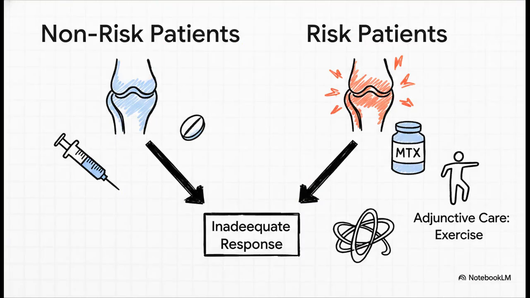The guideline mandates immediate patient stratification from the outset. For your non-risk patients, the initial therapy is an intra-articular steroid injection, with or without NSAIDs. However, for risk patients, you move directly to conventional synthetic DMARDs, and the guideline specifies methotrexate as the preferred agent. If there's an inadequate response in either group, that's your trigger to escalate to biologic DMARDs. And remember, adjunctive exercise programs are also a Class 1 recommendation.